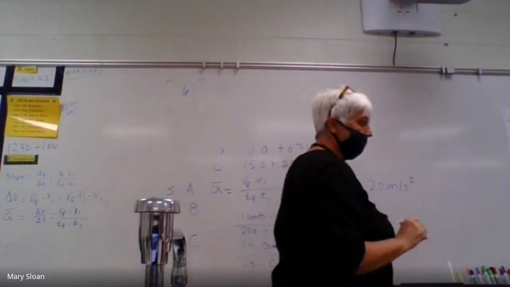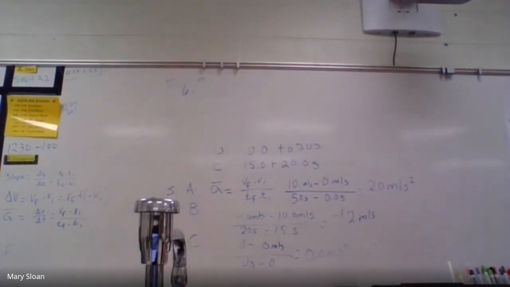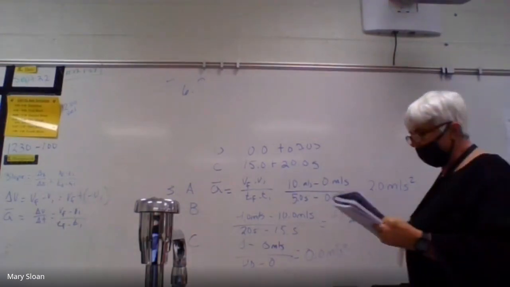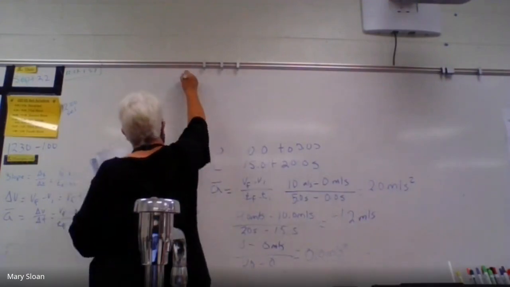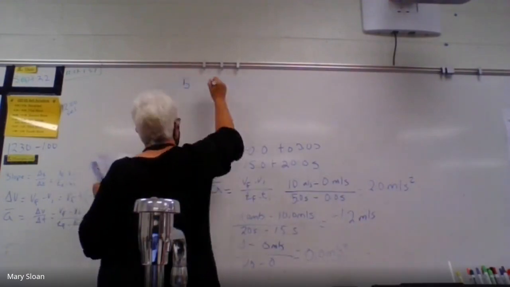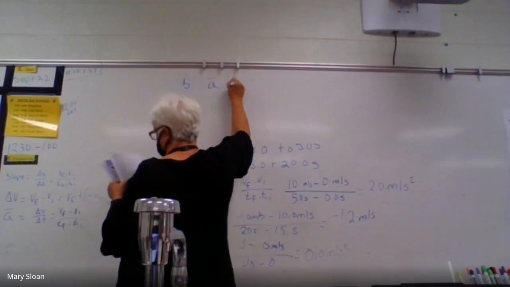Question number 6 says, the race car in the previous problem slows from 36 meters per second to 15 meters per second over 3.0 seconds. What is the average acceleration? Well, what formula are we going to use? Can we go to 5 first? Because you have to have that, don't you? What did you find for your average acceleration for number 5?